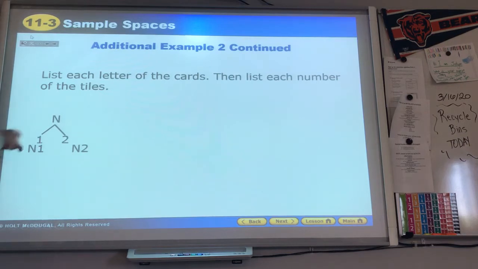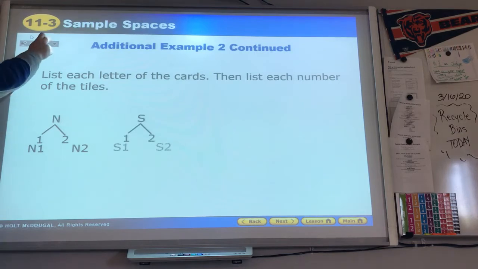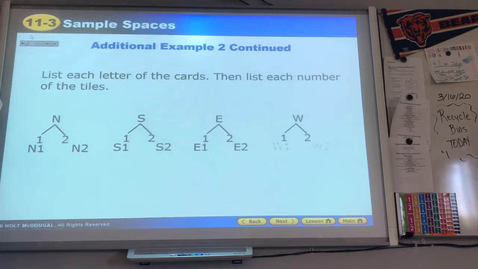Now, if I draw the north, I could draw a 1. If I draw a north, I could draw a 2. Oh, 1 choice, 2 choices. For the south, I could draw a 1 or a 2. For the east, I could draw a 1 or a 2. And for the west, I could draw a 1 or a 2.